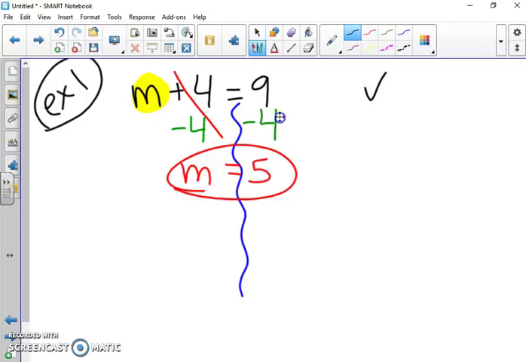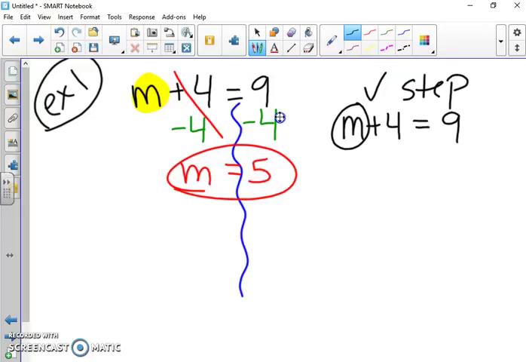Now, every single time I should see the check step. So you rewrite your original. And all we're doing is saying that m equals 5. So right here, we're just subbing in a 5. So 5 plus 4 is 9. Is that what we were supposed to get? Yep. Give me the points. I got it right.